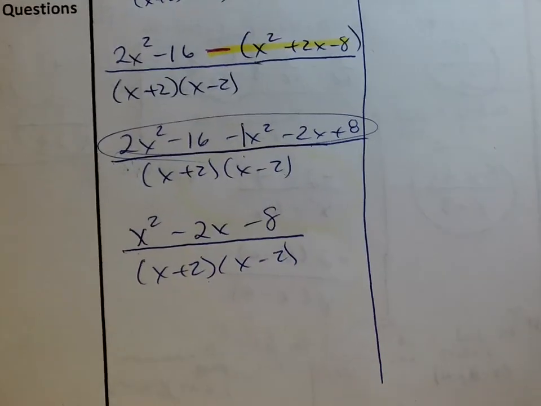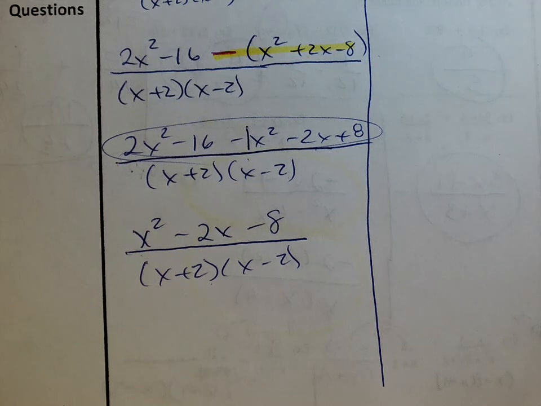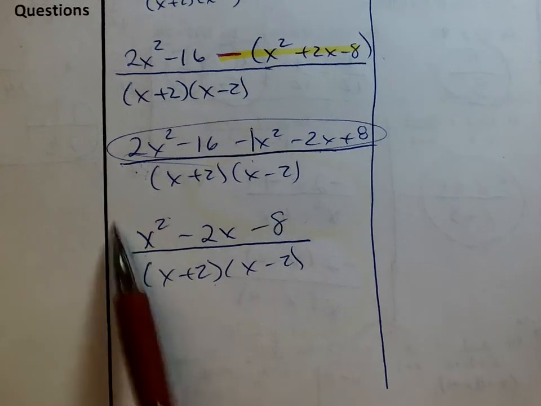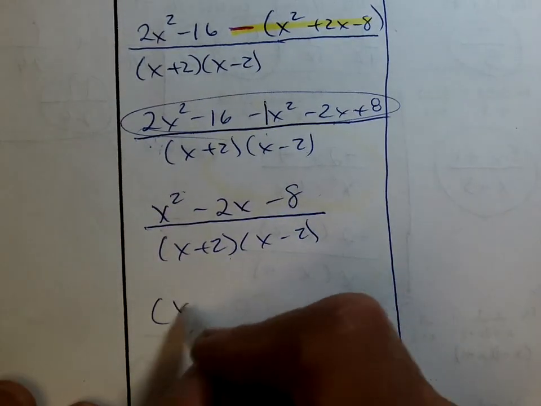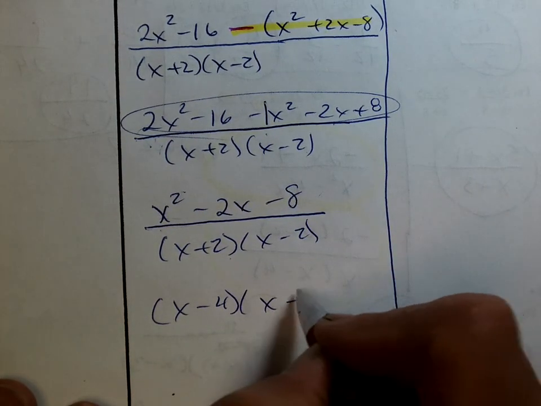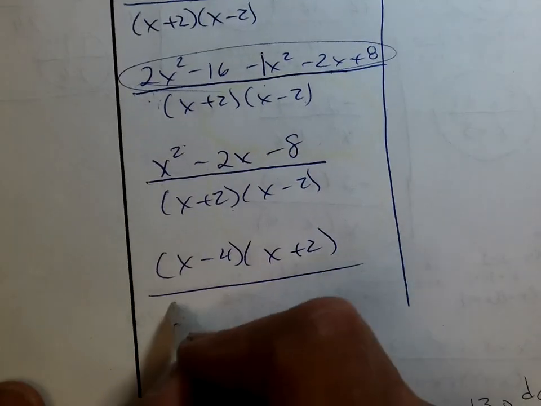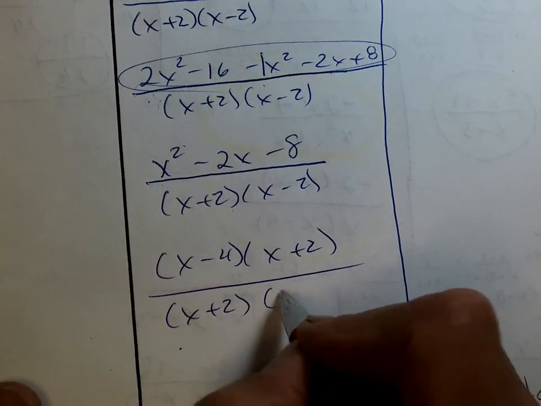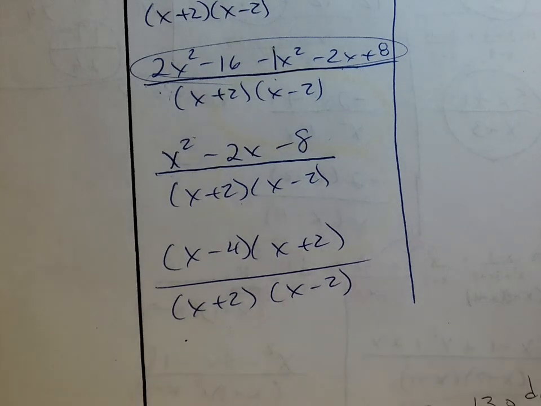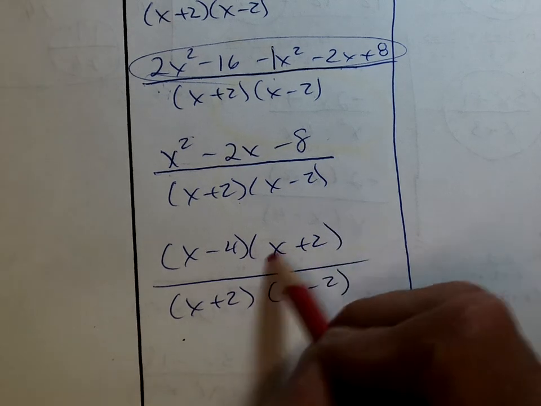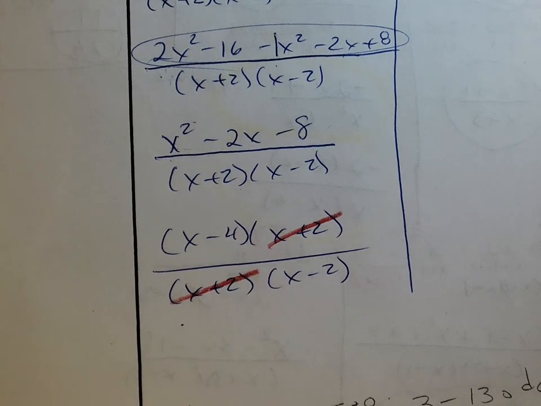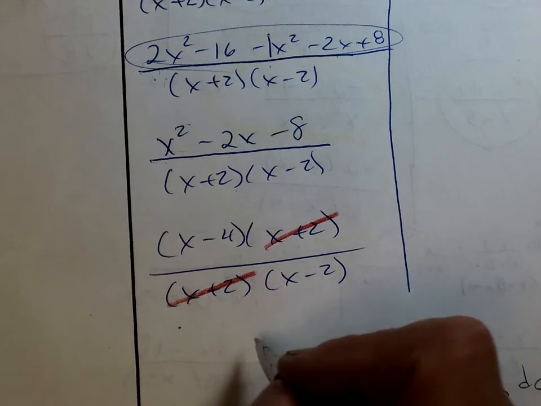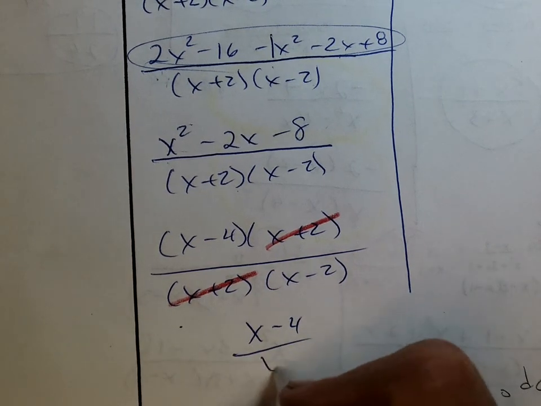Now, I can factor, can't I? Am I going too fast? Am I okay? I can factor. This will factor into an x minus 4, x plus 2 over my x plus 2 and my x minus 2. And again, anything on the top after I've got it into a multiplication problem with anything on the bottom, so I can cancel the x plus 2 with the x plus 2, right? And what am I left with? Ta-da! Grand answer, x minus 4 over x minus 2.